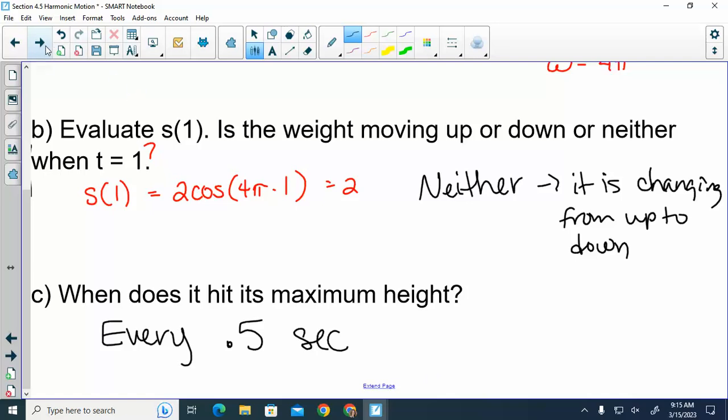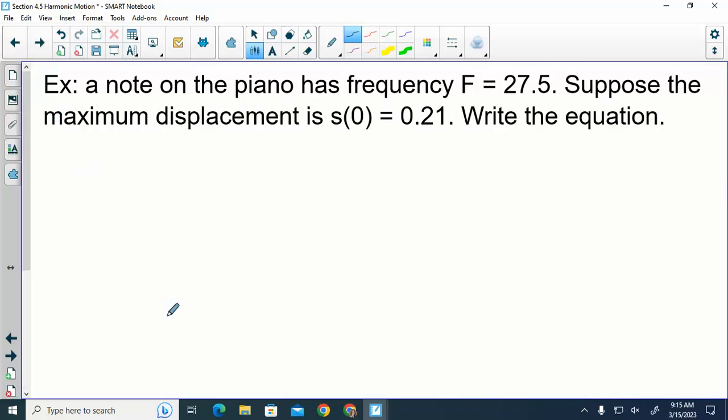One more. A note on the piano has a frequency 27.5. The maximum displacement, so that's like saying the furthest you get from the center, happens S of 0 equals 0.21. Write the equation. S of 0, so at time 0, we are at a height of 0.21. Is this a sine or a cosine function?